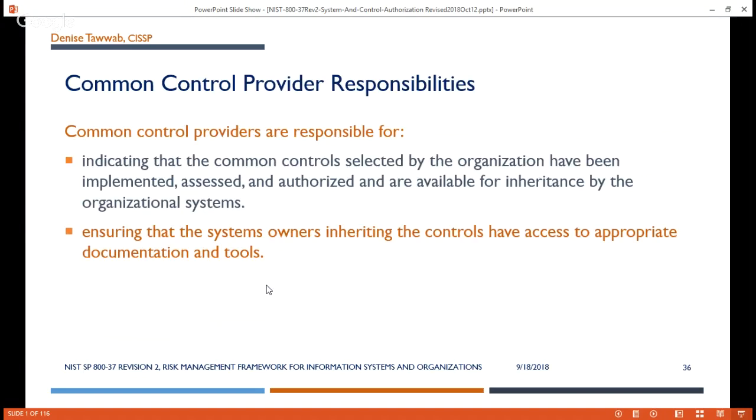All right, when you're looking at common controls, you have responsibilities for the common control provider. The common control provider is responsible for indicating that the common controls selected by the organization have been implemented, assessed, and authorized, and that they are available for inheritance by the organizational systems. The common control provider also ensures that the system owners who use those common controls will have access to appropriate documentation and any tools that are needed.